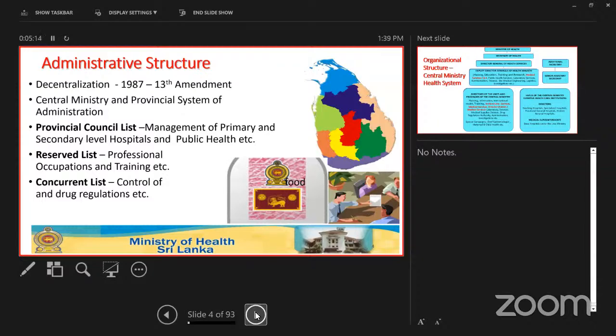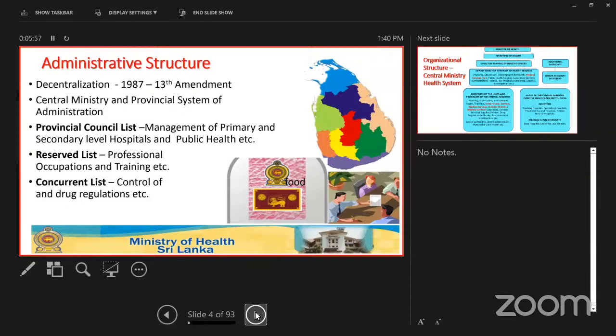In the provincial council list, the management of grassroots level institutions, grassroots level public health institutions, and primary and secondary level hospitals are the main activities of the provincial council in relation to health. In relation to the central ministry or the reserved list, there are professional occupations and training. For example, your universities are within the central education ministry, and teaching hospitals are vested. The management of teaching hospitals and higher level hospitals are activities in the reserved list.